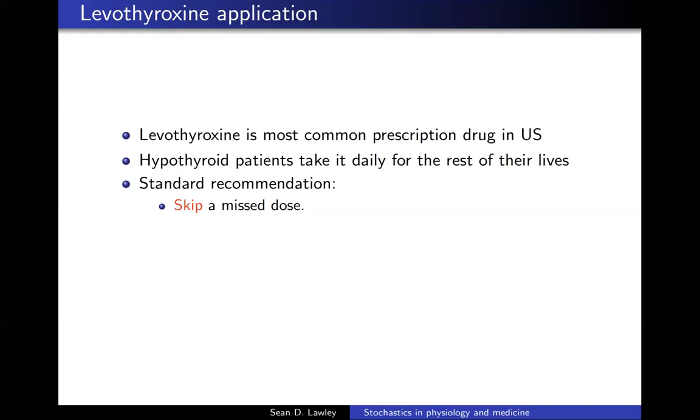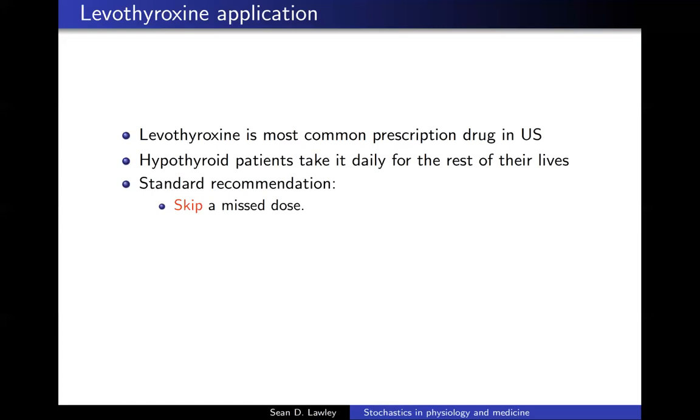It treats hypothyroidism, which means your body doesn't produce enough thyroid hormone. The standard treatment is you take this drug, levothyroxine, which is a synthetic form of thyroid. You take a single dose every day for the rest of your life. That's the standard recommendation. It's the perfect type of drug for this analysis, because you have a regular prescribed dosing interval of 1 day, or 24 hours, and you take it for the rest of your life.